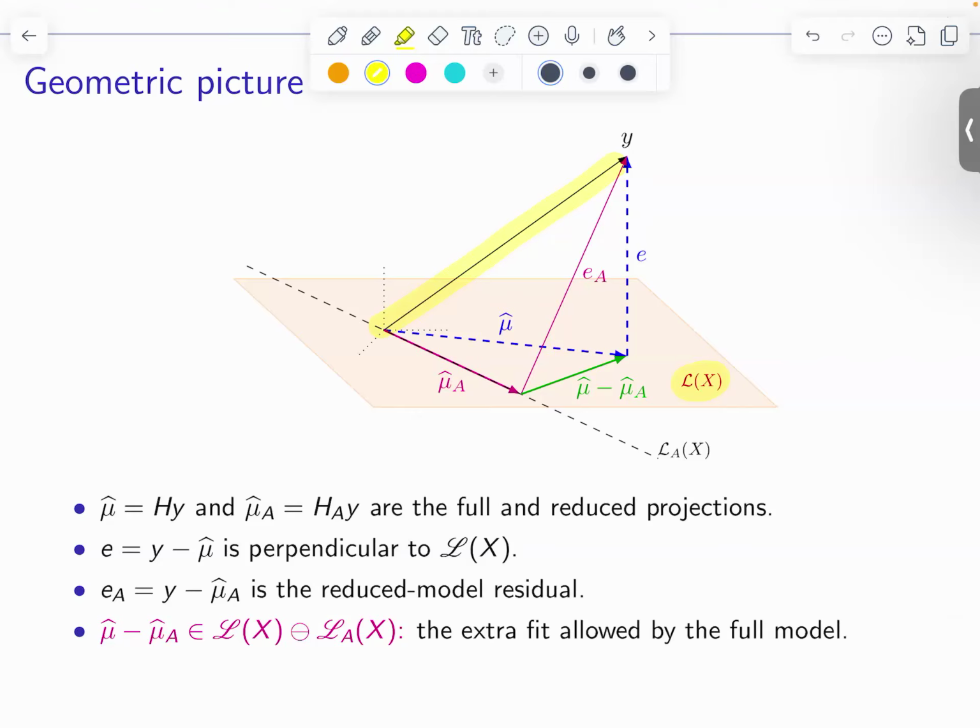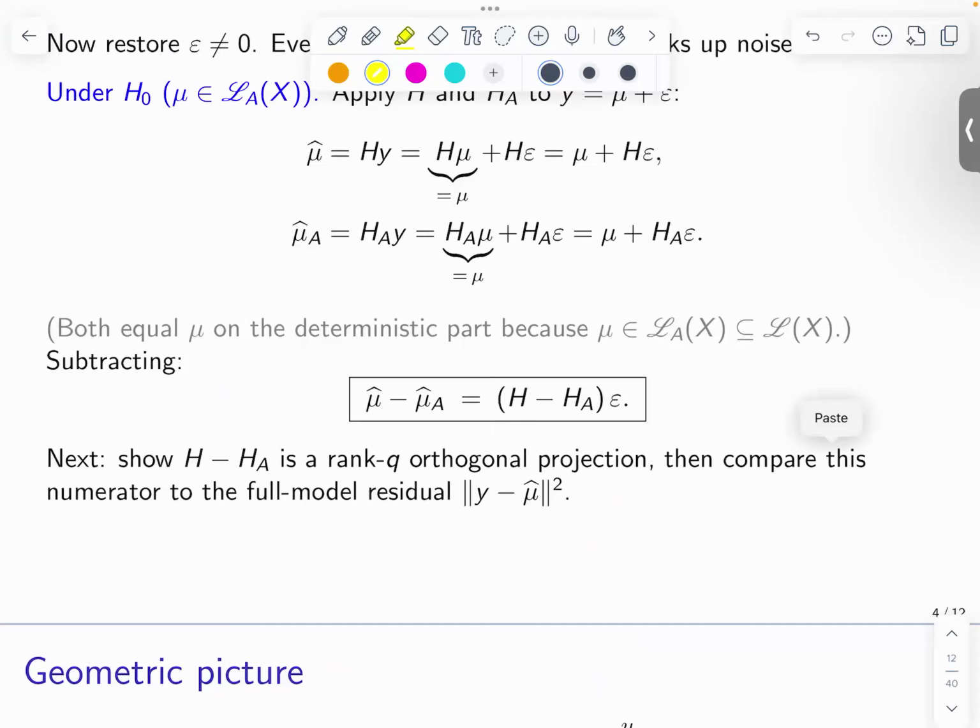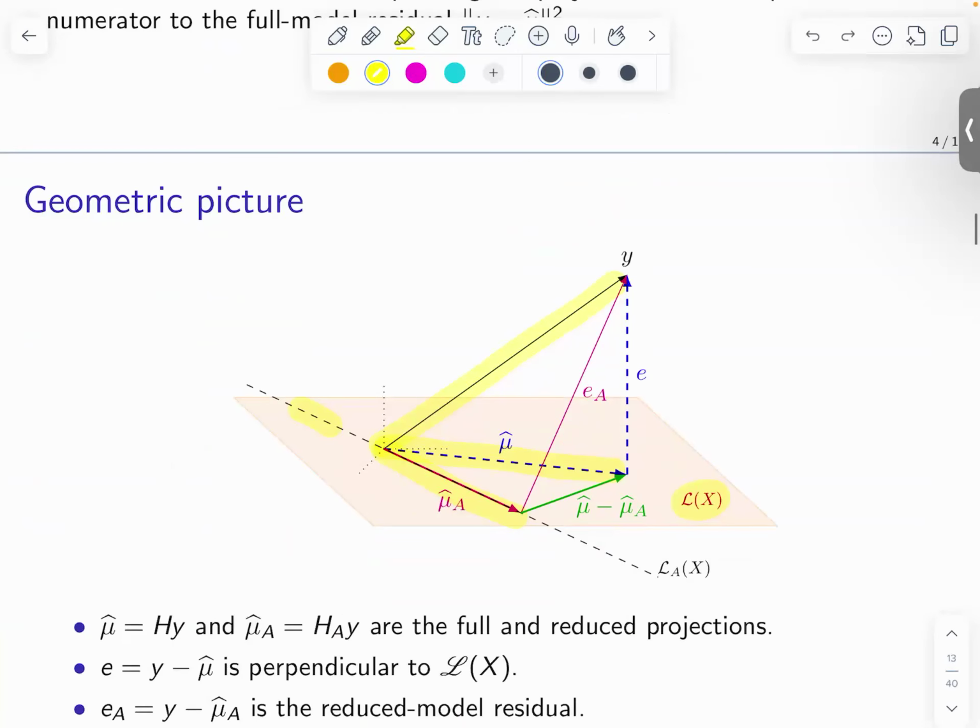When you try to project, I can project onto L(X), the bigger subspace, and get mu hat. So I get a genuinely different vector. And if I project onto this line, I get mu hat A, and this is also going to be different. This is going to be true even if I'm under the null, because we saw that this difference is not necessarily zero in general. And then I get this difference, which is the difference that I care about.